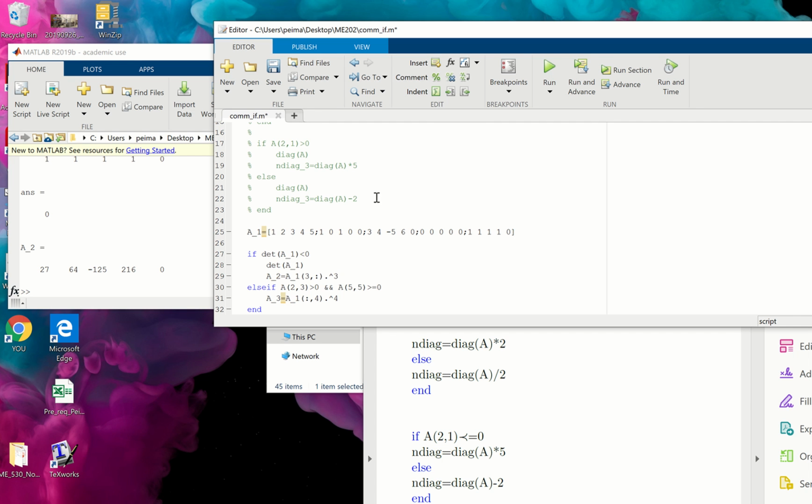Look here. This is what we got. Oh, this is again A1. I don't know why I always type A. Okay, here we go. This is what we got. Understand? Because the determinant is 0, this operation is cancelled. Skip to the else if. They both are correct because A2,3 is 1, which is greater than 0, and A5,5 is 0. Both hold, so it does that for me.